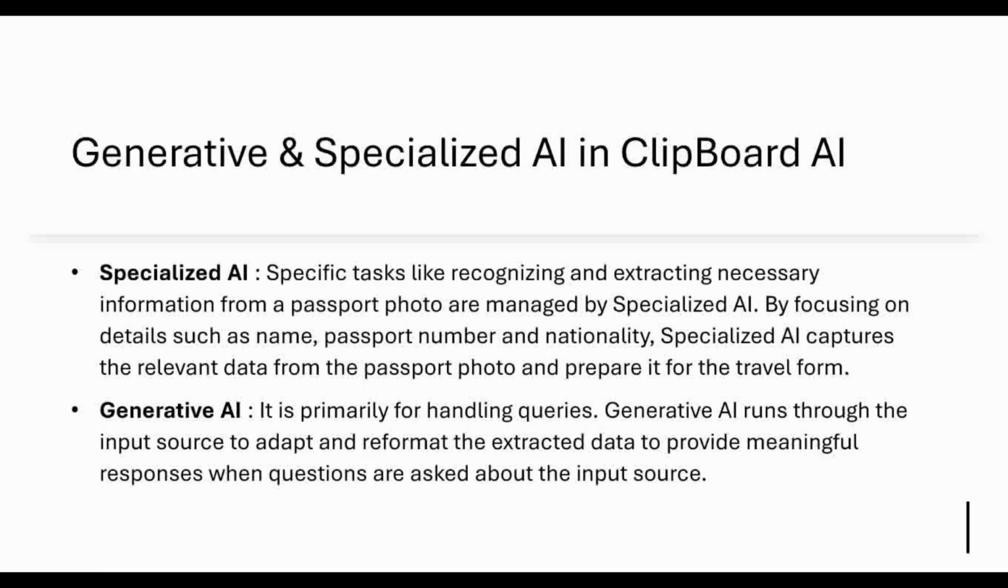Specialized AI: specific tasks like recognizing and extracting necessary information from a passport photo are managed by specialized AI. Consider that the AI model is designed to extract the data from a passport. That is for a specific task, right? Those are specialized AI. So we are going to use a specialized AI model for extracting the data. By focusing on details such as name, passport number, nationality, specialized AI captures the relevant data from the passport photo and prepares it for the travel form. Okay, so that is important.